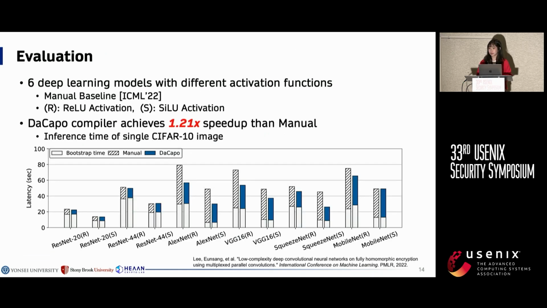We implemented DaCapo on top of the MLIR compiler infrastructure. This work compared the performance against manual placement with 6 deep learning models with ReLU and SiLU activations. The manual baseline followed the manual bootstrapping placement scheme of the state-of-the-art. Comparing the inference time of a single CIFAR-10 image, DaCapo achieves 20% speedup over the manual placement results.